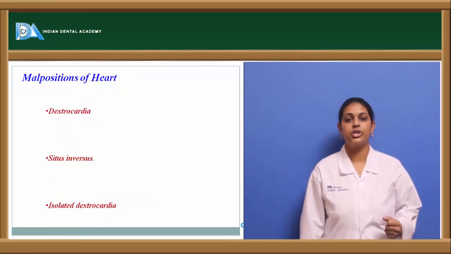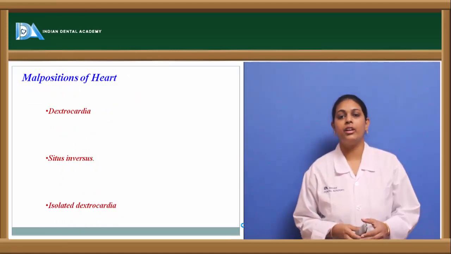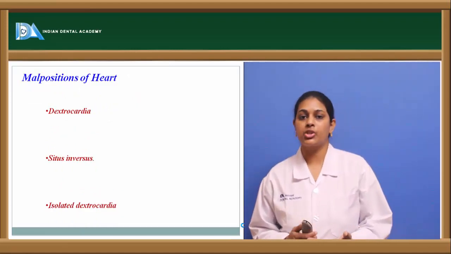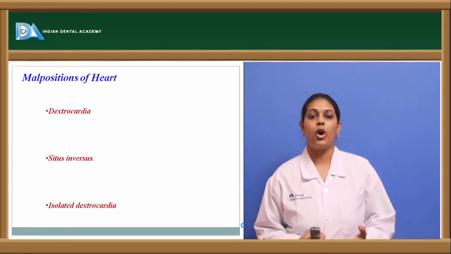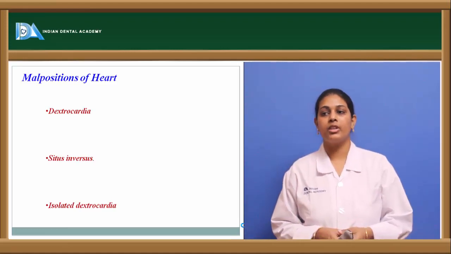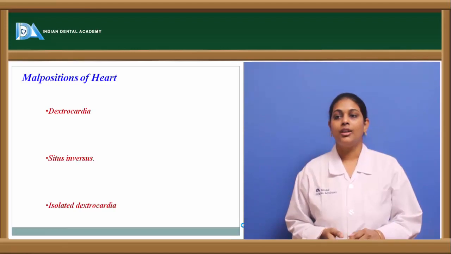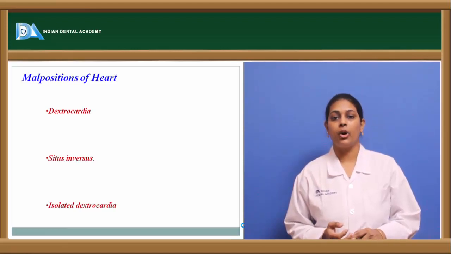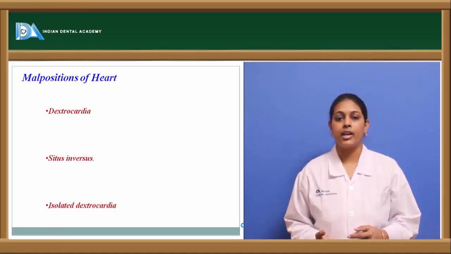Coming to the malpositions of the heart, usually we find there could be malpositions of the heart, that is, the position of the heart is in an abnormal place other than the normal. Among them, we see dextrocardia. Dextrocardia means the apex of the heart points towards the right side of the chest, and this is known as dextrocardia.